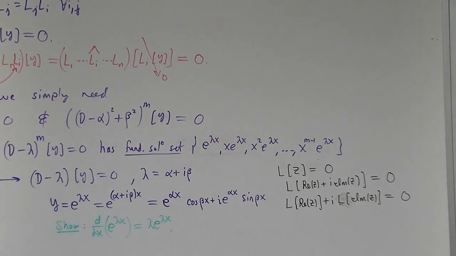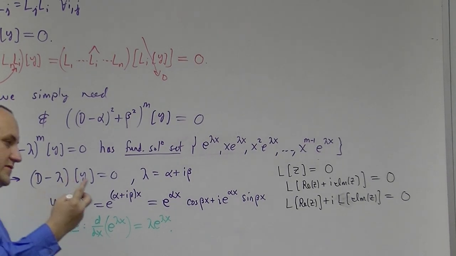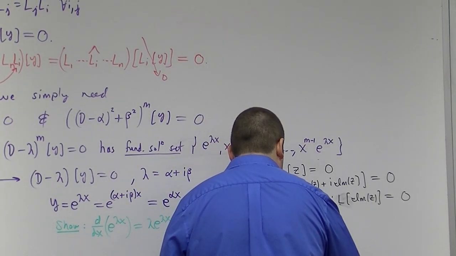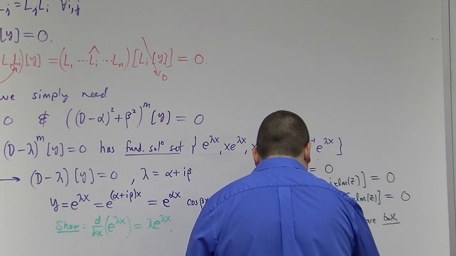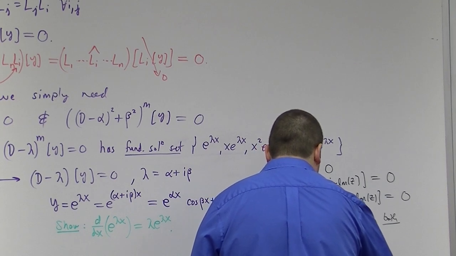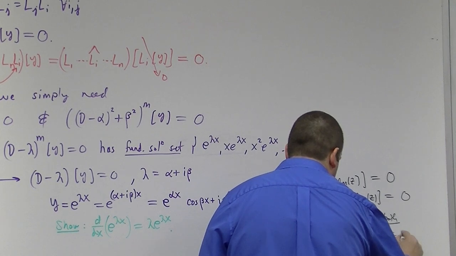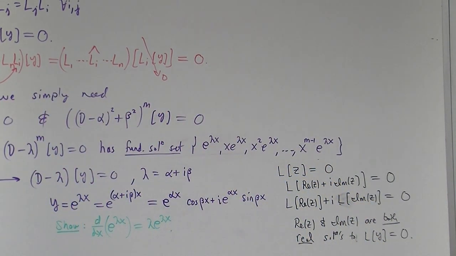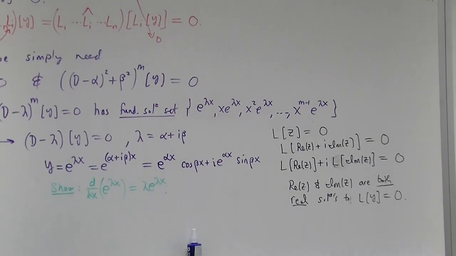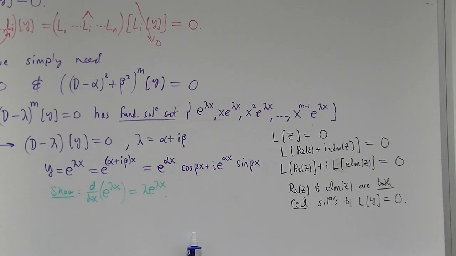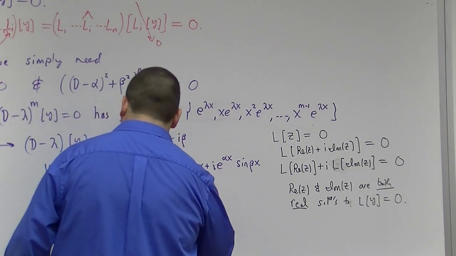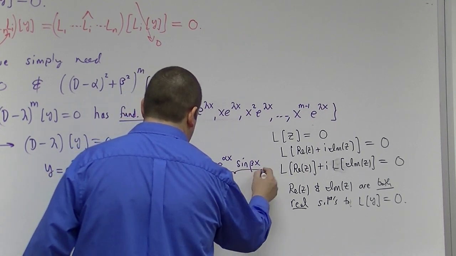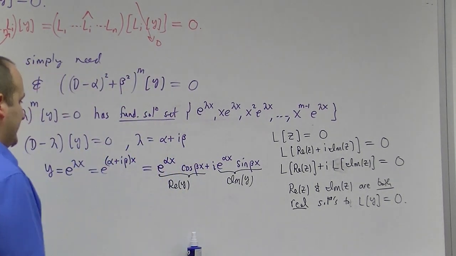So you see, if I have a complex solution, I get two real solutions. This means that the real part of Z and the imaginary part of Z are both real solutions to L of y equals 0. So getting back to the specific case of L equals D minus lambda, we have two real solutions. What are my two real solutions? Exactly. This is the real part of y, and here's the imaginary part of y. I use y instead of Z in this case.